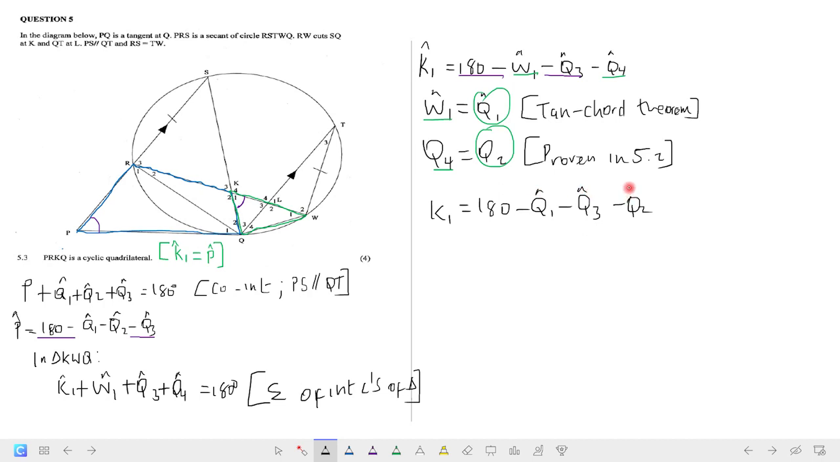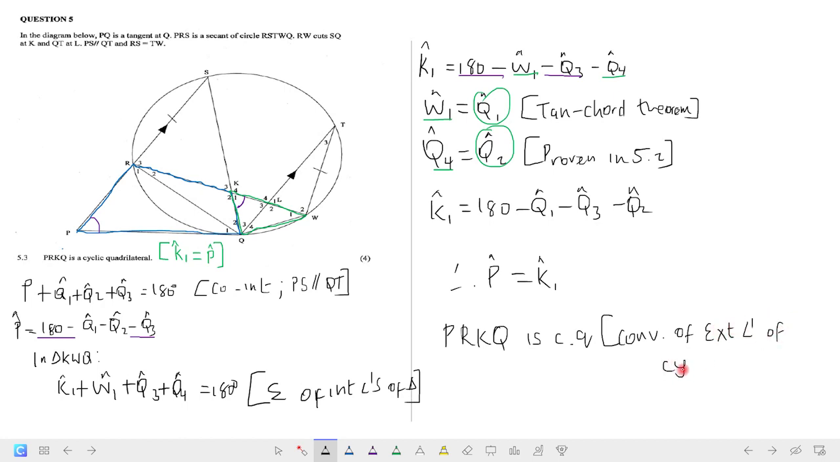But as you can see here, the answer we get for K1 becomes the same as the one we have for P. So this then means P is the same as K1, and because P is the same as K1, it means PRKQ is a cyclic quad, and here this is the converse of the exterior angle of the cyclic quad. Let me just write it CQ. And that is all for this question.